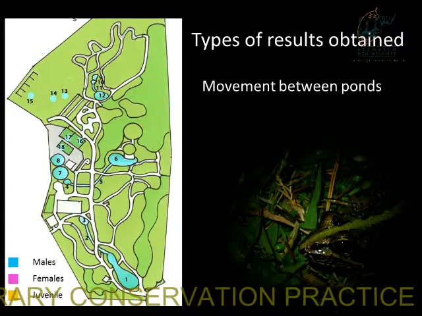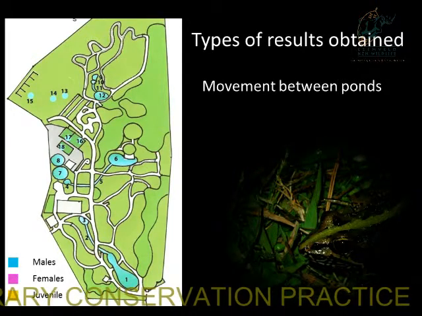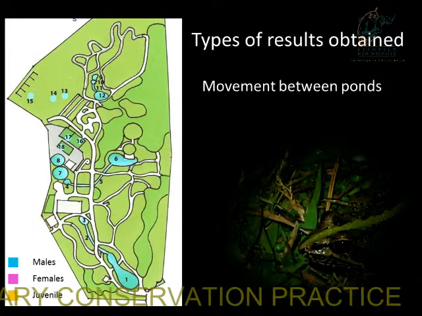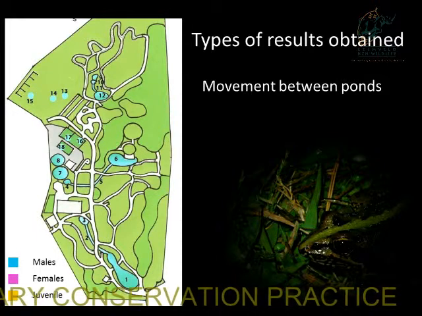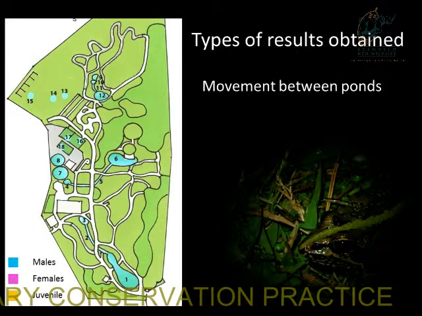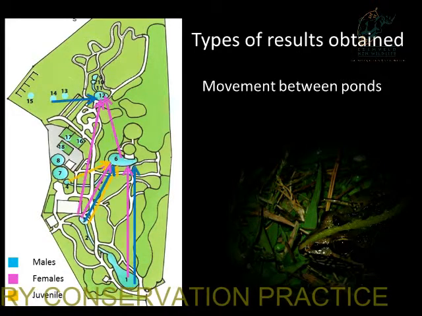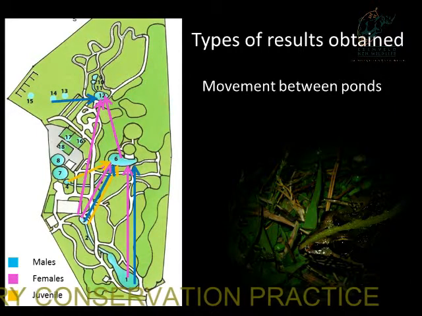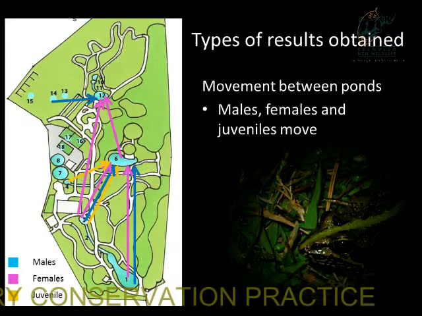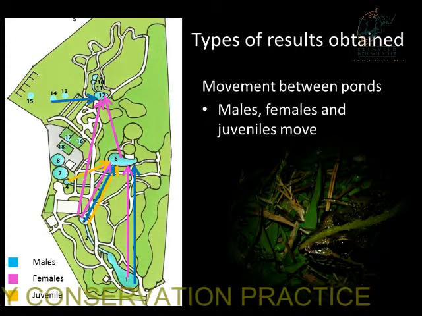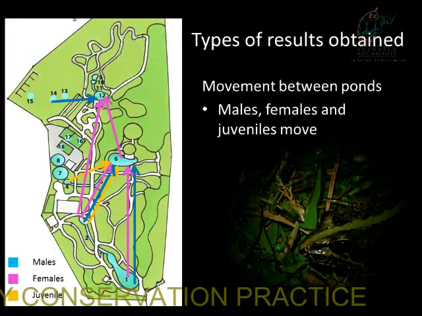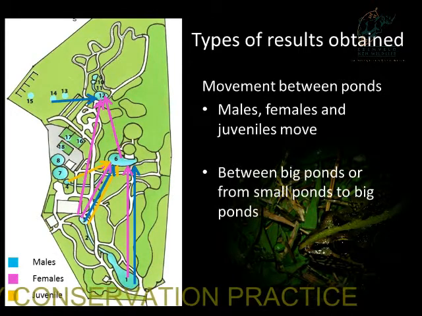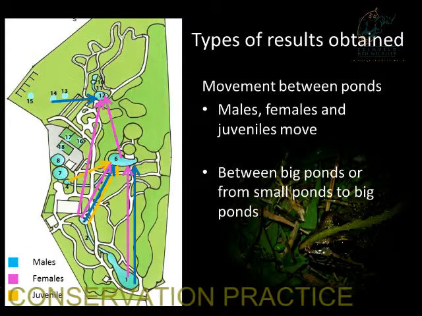So the following results are just to give you an example of the types of results we got from this project. We could look at movement between the ponds when it came to the short night data. So we looked at where the males, females, and juveniles moved between ponds. And as these arrows indicate, we can see that indeed all 3 types of frogs moved between ponds. And we could see that the movement was either between big ponds or from a small pond to a big pond.